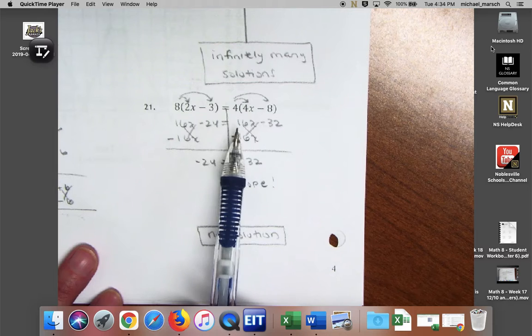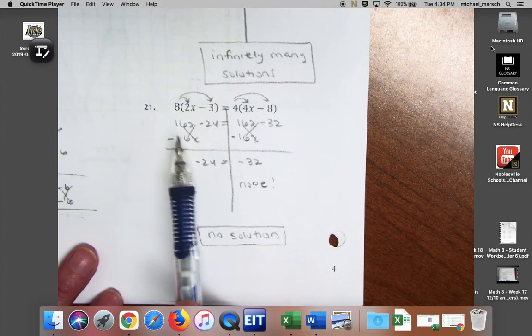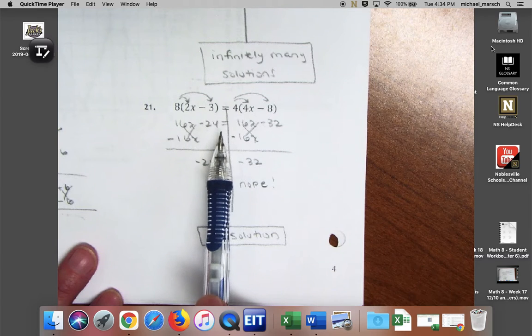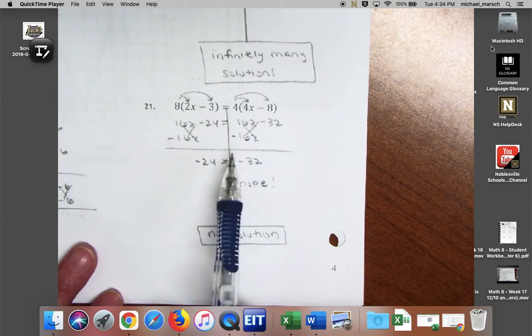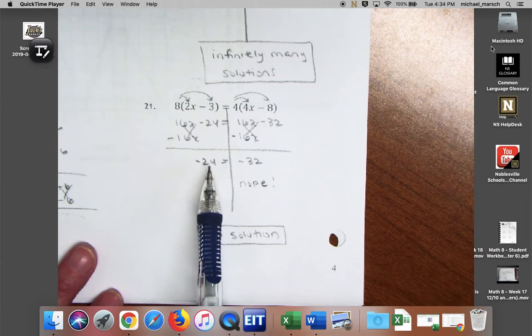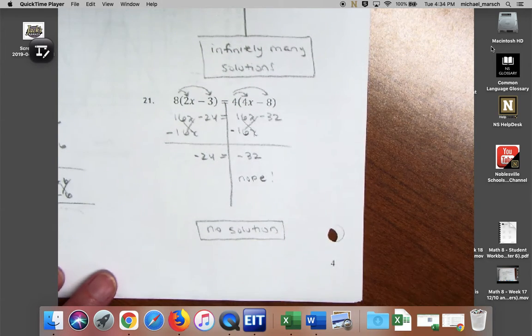16x minus 24 equals 16x minus 32. Some of you, again, might have been like, hey, I can't take 24 away from something and make it exactly equal 32 away from it. But if you went ahead and subtracted the 16x, you would have ended up with -24 equals -32, which is not true. It's a big fat nope. So your answer is no solution.